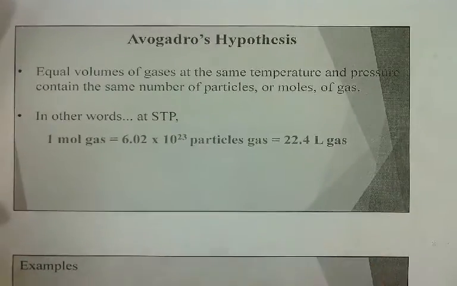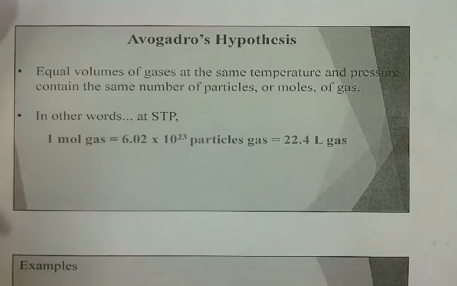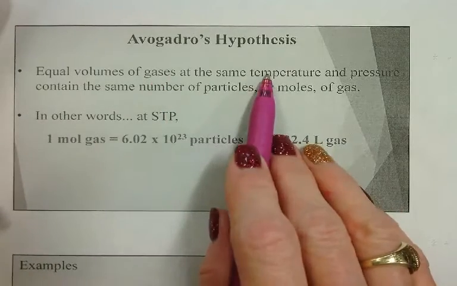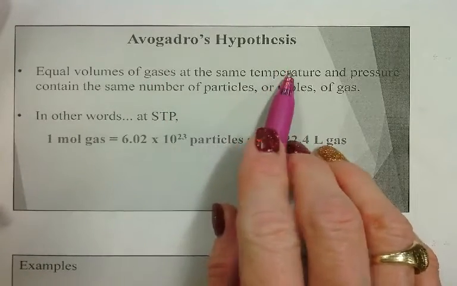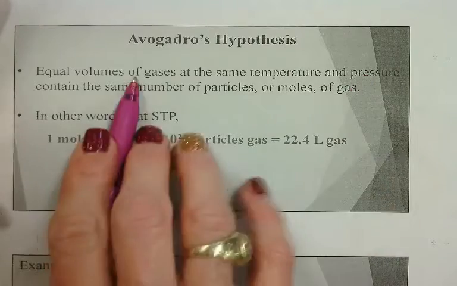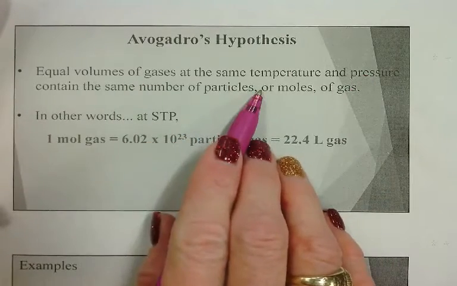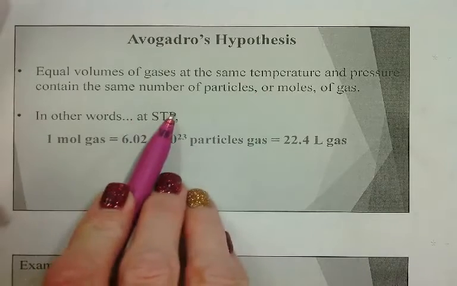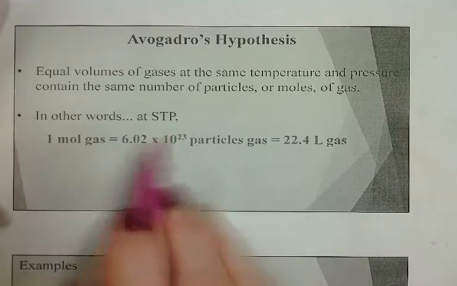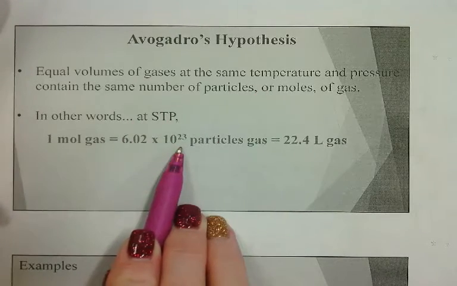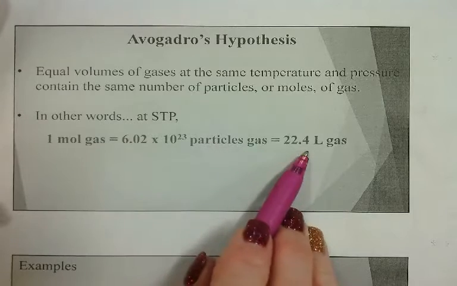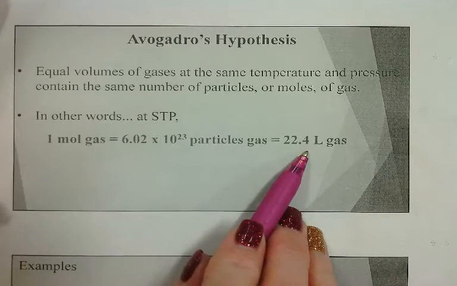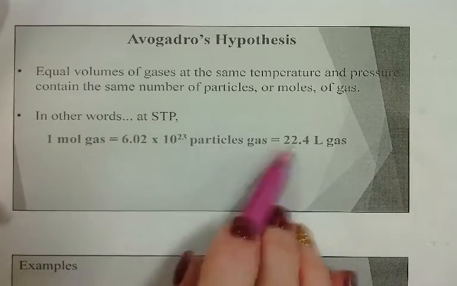Avogadro's hypothesis: equal volumes of gases at the same temperature and pressure. So that means the temperature has to be the same and the pressure has to be the same. Equal volumes contain the same number of particles. It's astounding. So at standard temperature and pressure, 1 mole of any gas is Avogadro's number of particles, which also, oh my gosh, equals 22.4 liters of gas. All of these things are equivalent.